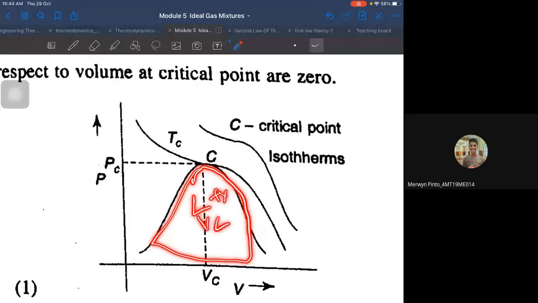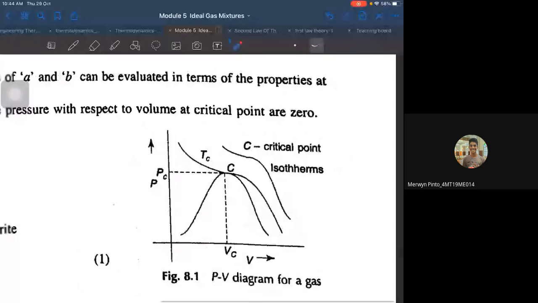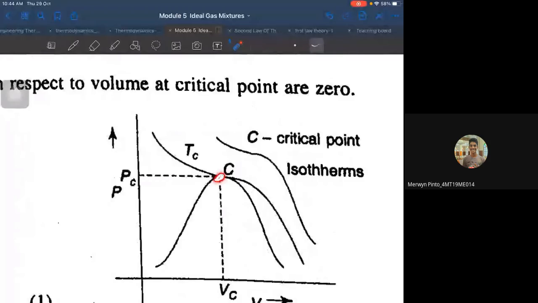Okay, keep this in mind. Now listen here. There are two things I have to highlight. The critical point is the point where your saturated liquid line and your saturated vapor line coincide. What is the critical point? The point at which the saturated liquid line and the saturated vapor line coincide is known as the critical point.